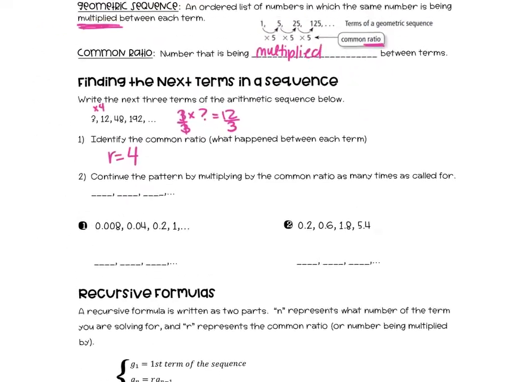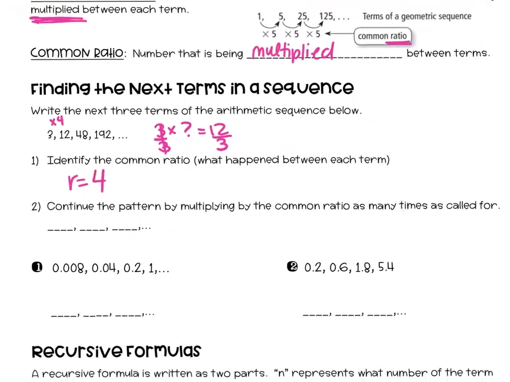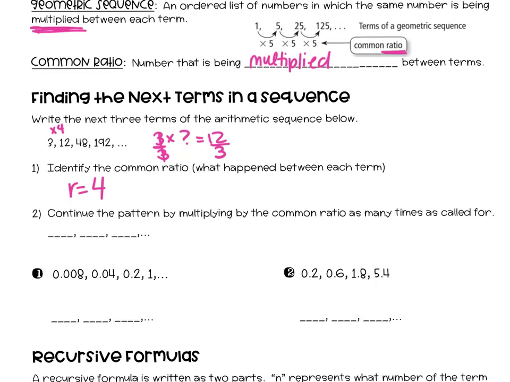Okay, and now if we're wanting to continue the pattern, so the last number they ended with was 192. So now I'm just going to take 192 times 4, and that gives me 768. And then I do that twice more there. And then these dots at the end there just show that the pattern continues on, okay?